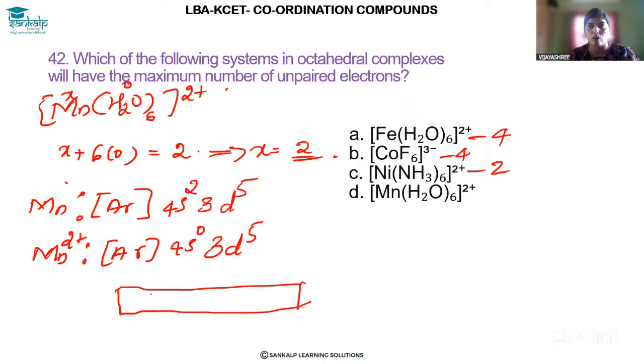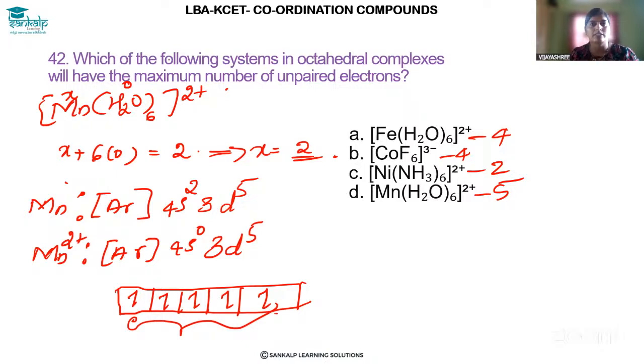totally 5 d orbitals, 1 2 3 4 5. Each orbital capacity is 2 electrons. So we can accommodate 2 electrons in each orbital. First we have to place one electron in each orbital. So 5 electrons got over. Total number of unpaired electrons here is 5. There are 5 unpaired electrons in Mn2 plus.